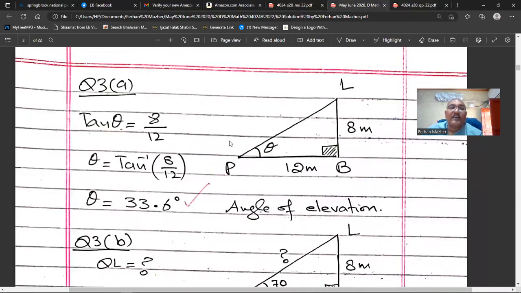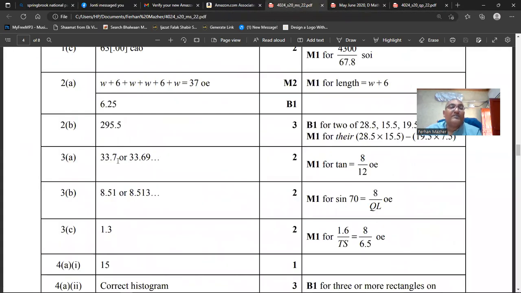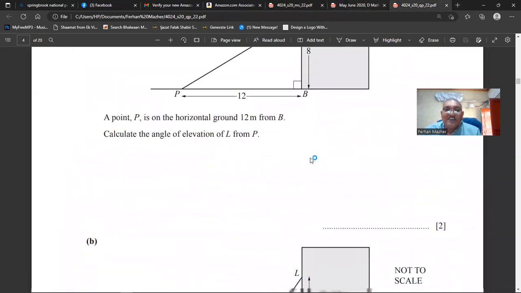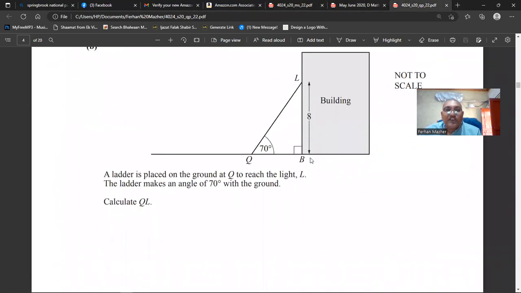So here we go. The A part is showing up on your screen. So tan theta will be equal to 8 divided by 12, and theta will be equal to tan inverse, bracket 8 by 12, bracket close. Enter this value as it is in your calculator. So you will get theta equal to 33.6. It means the angle of elevation is 33.6. So let's check the answer. 33.69, 33.7 is the right answer. So our answer is right. I have missed some decimal. So when you do this, be careful.